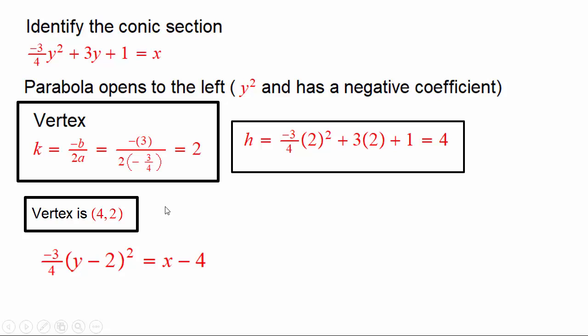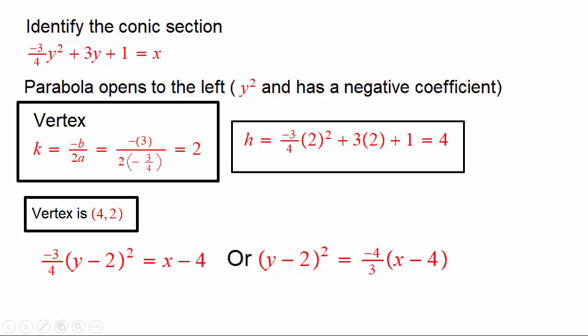All right, so we can write our equation in standard form. A, which is -3/4, times (y minus k) squared equals x minus h. The reason to write it in this format is so that we can solve and get y minus 2 squared equals, multiply both sides by -4/3, so -4/3 times (x minus 4). This will allow us to find the p that we need to find our focus.